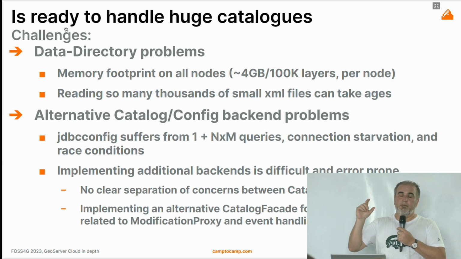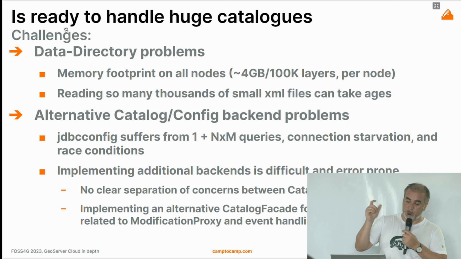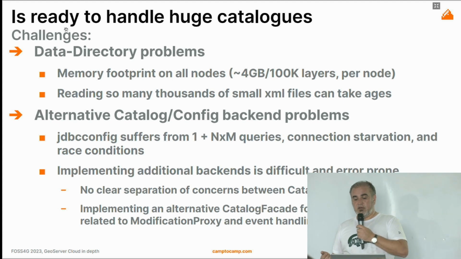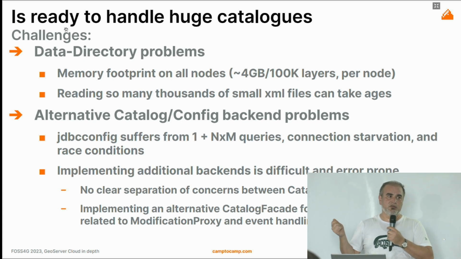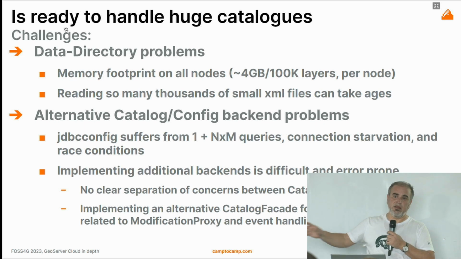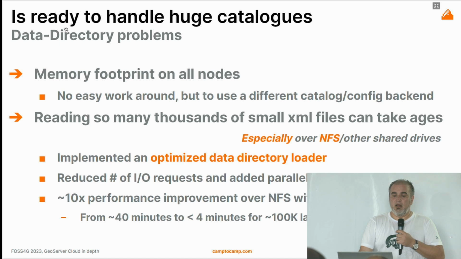So there is no clear separation of concerns between those two. It makes it difficult to implement an alternative backend where I should only focus on dealing with my backend, like fetching the data from the database and sending it to the database. Instead I have to deal with the catalog events and the modification process, which is, let's say, an implementation detail for the catalog, not for the catalog facade, in my opinion. So, how could we solve this?